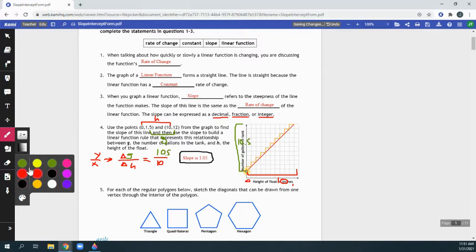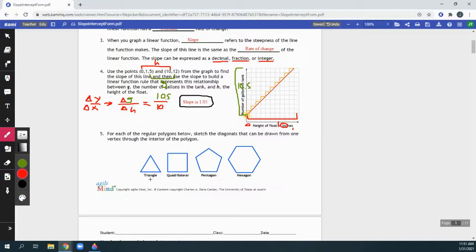Okay, and I was just really quickly going to go like this too. Change in y, change in x. That's how we find slope every time.